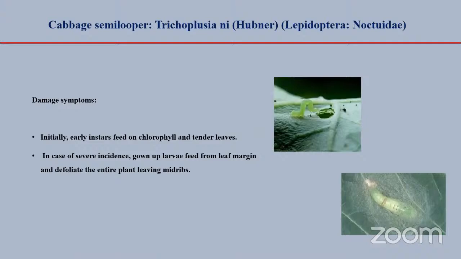So next is another pest, the cabbage semi-looper. This is also known to affect cruciferous crops. So the scientific name is Chrysodeixis chalcites, and it belongs to the family Noctuidae and order Lepidoptera. Initially, they are known to feed on the chlorophyll of tender leaves as in green semi-looper. And later, the larva will feed from the leaf margin. And at last, they will defoliate, and you can observe only the midribs in the standing crop.